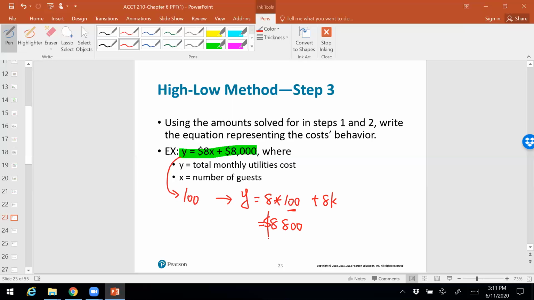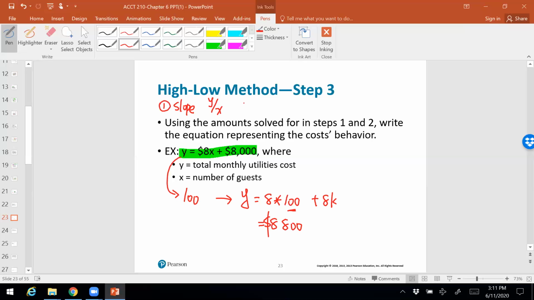We said you should expect to have 8,800 as your total cost when 100 guests come to your hotel. So this is how you use the high and low method to find this equation and make a prediction. I put my steps here. So the first step is you find the slope, right? So you use high y minus low y divided by high x minus low x.